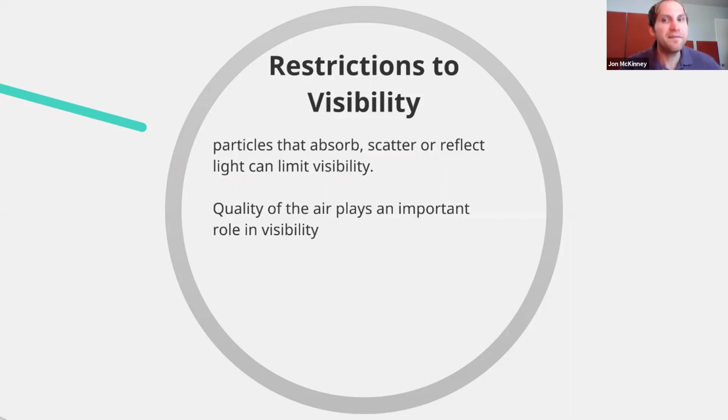So if it's a mist day, you might have some reductions of visibility, and it's because of all those particles in the atmosphere, all those water droplets, all the pollution. Restrictions to visibility.